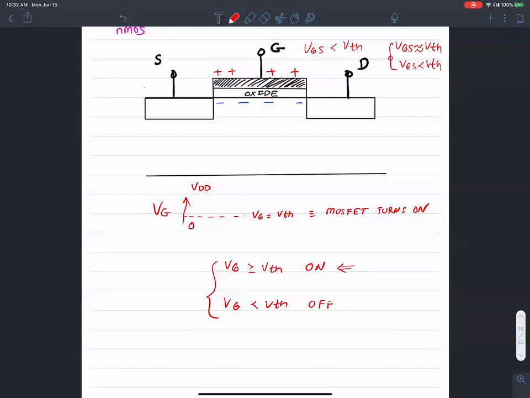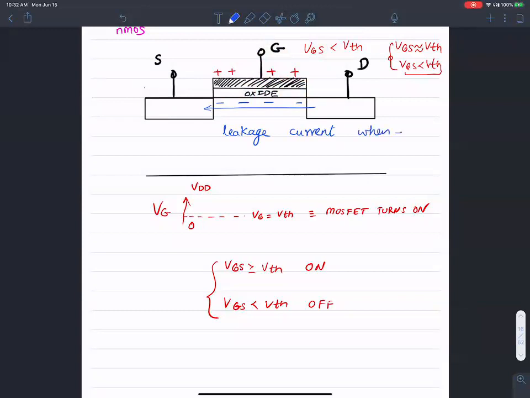So should the MOSFET be on or off by definition? VGS is less than V threshold, so it should be off. By definition, when VGS is less than V threshold, there should not be any current flowing because there is not a continuous channel. But there is some leakage current anyway. There's going to be some current leaking, L-E-A-K-A-G-E, leakage current.